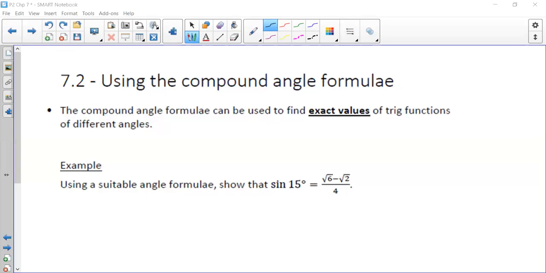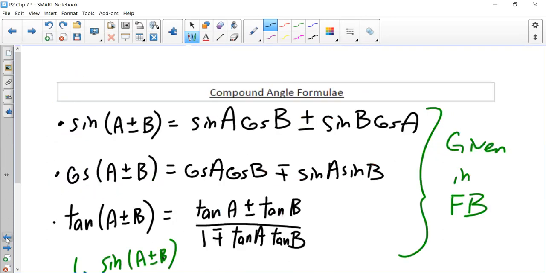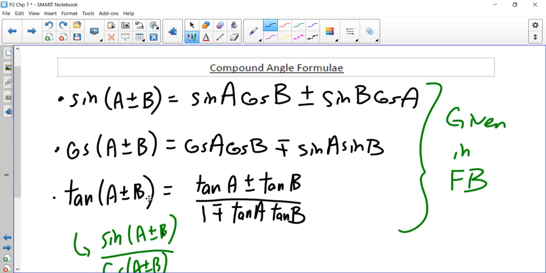Right, so moving on to 7.2, PO2. Last lesson, we've learned about the compound angle formulae, which is 6 of them, but you can simplify into 3. Sine A plus and minus B is sine A cos B plus and minus sine B cos A, and cos A minus B is cos A cos B minus plus sine A sine B.